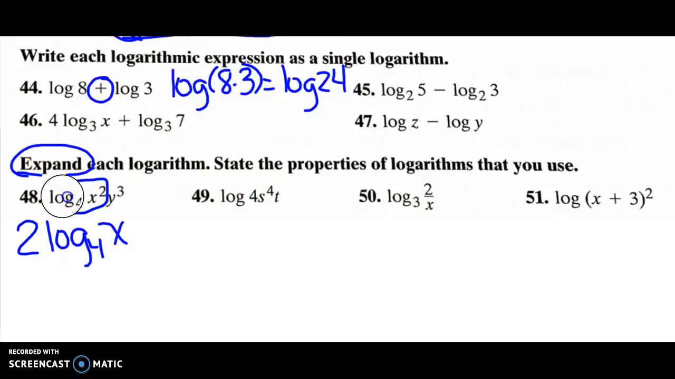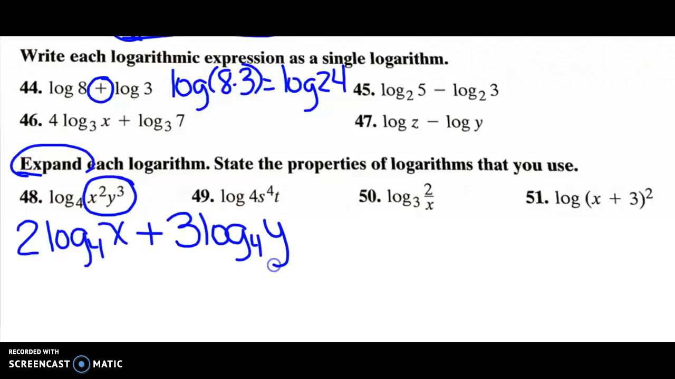And then we're going to multiply it. So if we're multiplying x squared and y cubed, we're going to add 3 log base 4 of y. We use two properties where we multiply and then we raise the exponents. When you have an exponent, it becomes the coefficient in front of the log. And then the multiplication is done with addition. You've got some more to practice on there.